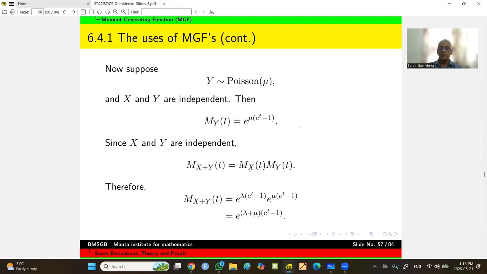So by the uniqueness property of the moment generating function, you can say X plus Y must have a Poisson distribution with parameter lambda plus mu. So that is theoretically how we prove it, right? Using the moment generating function technique.